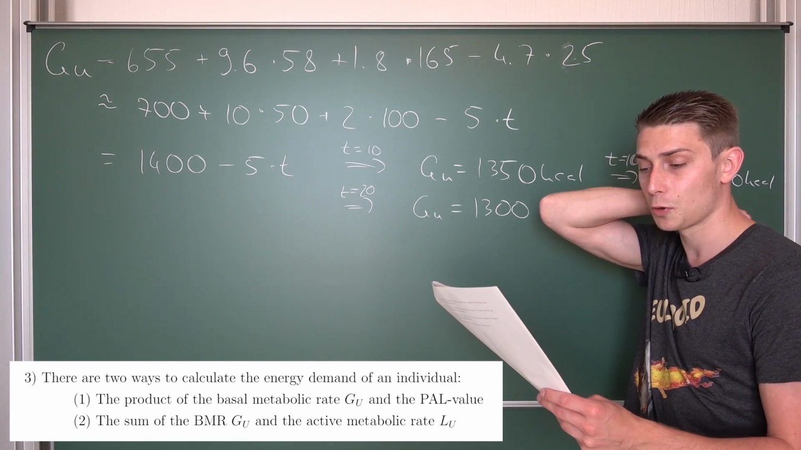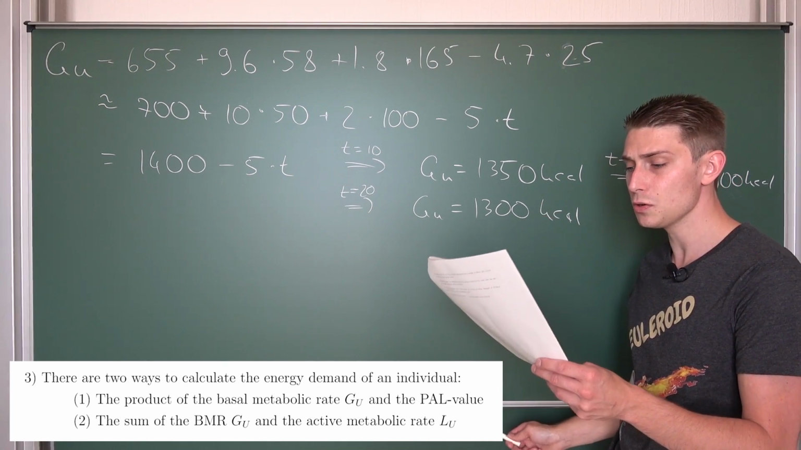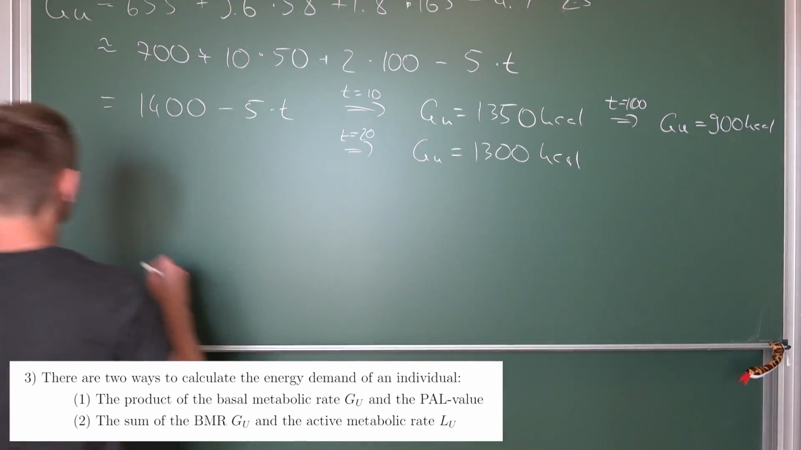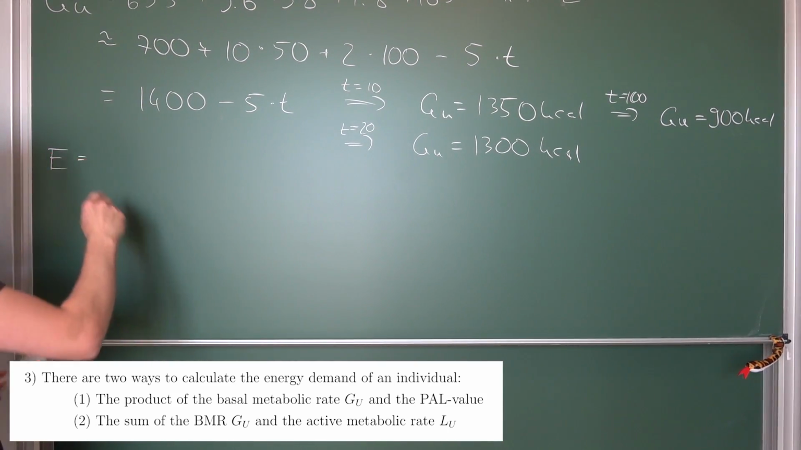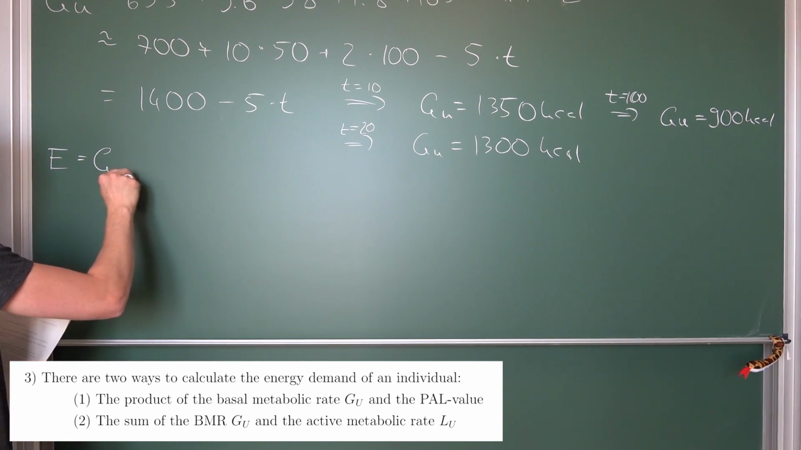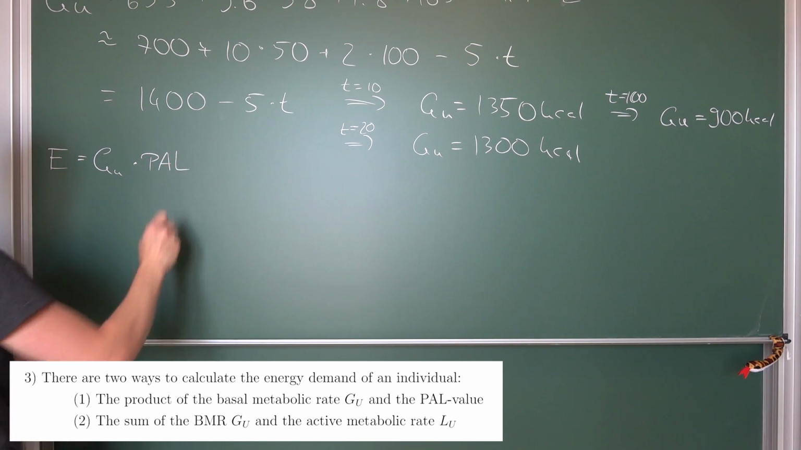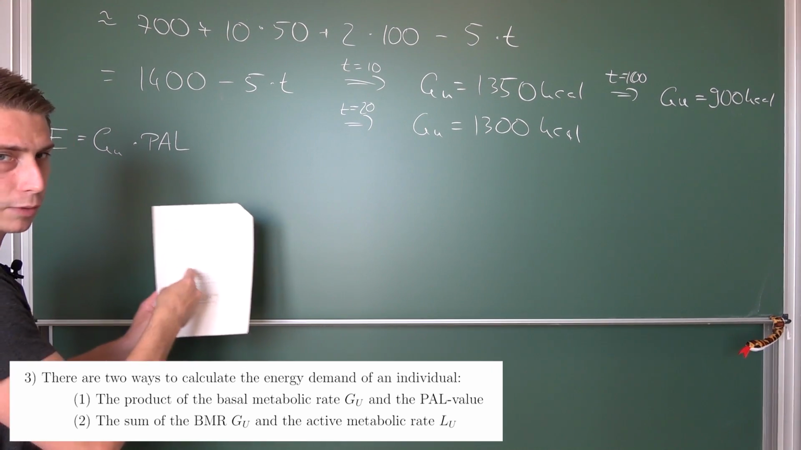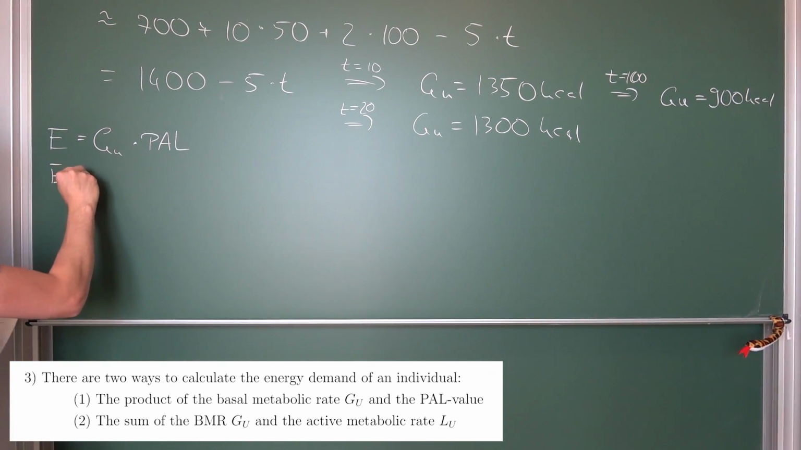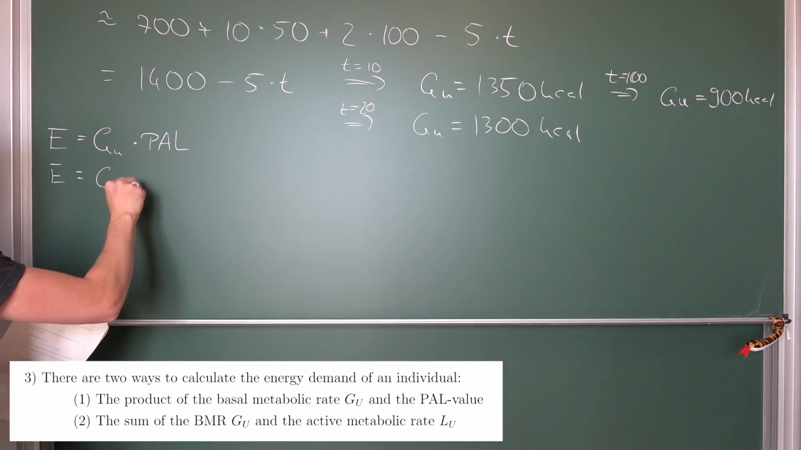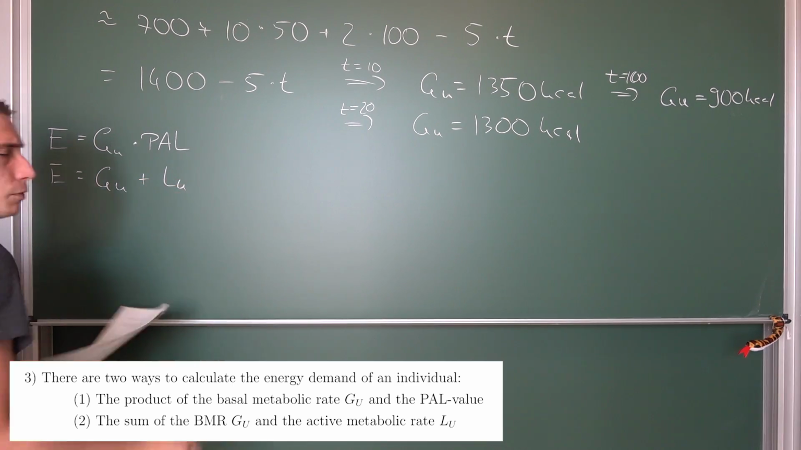So at first, the product of the basal metabolic rate GU and the PAL value is equal to our energy demand. We're going to call the energy demand just E, and this is the product, so GU times our PAL value. And what is the next one? We have that our energy demand, on the other hand, is nothing but our GU, summed up with our LU.